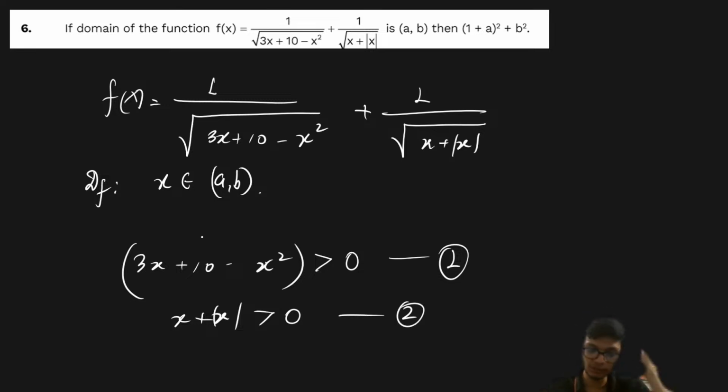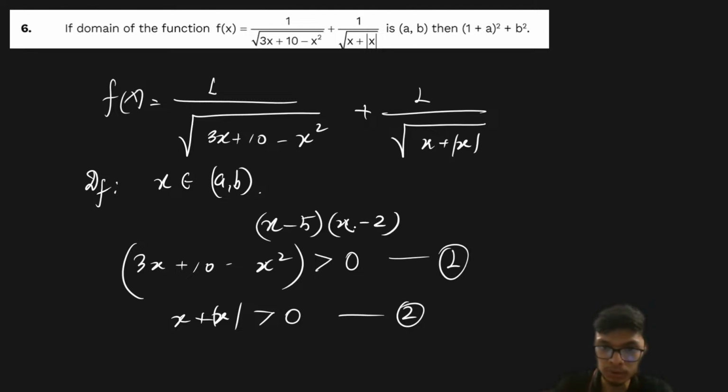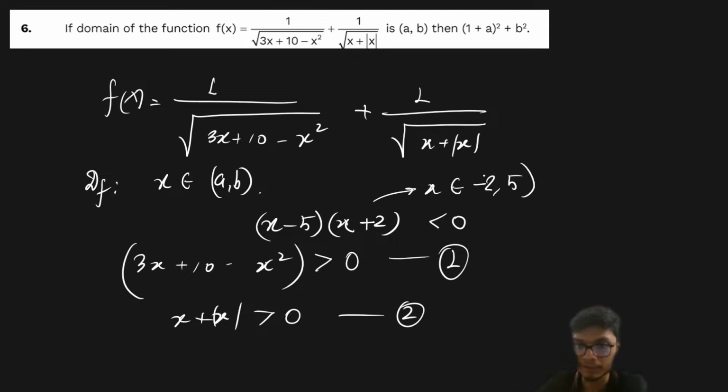If we solve this in a very simple manner, I just factorize this part. So it is going to be (x minus 5)(x plus 2), right? And that is less than 0. So from here, I get the inequality: x belongs to minus 2 to 5.